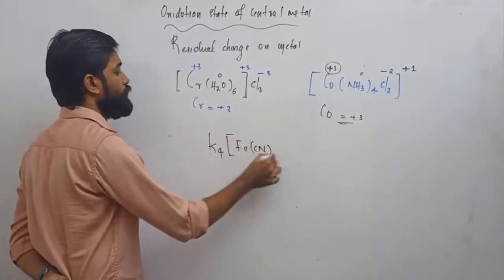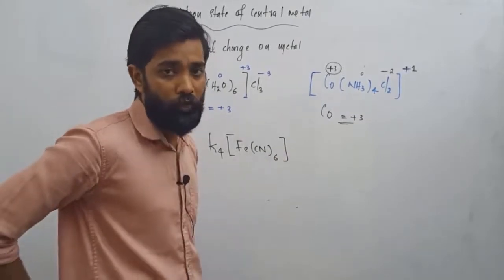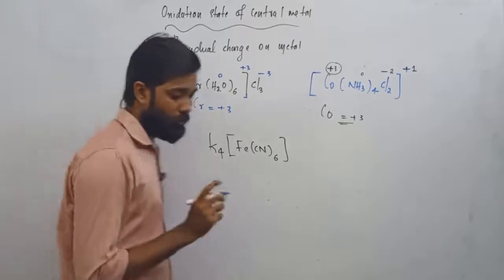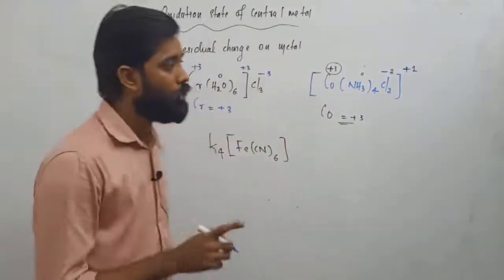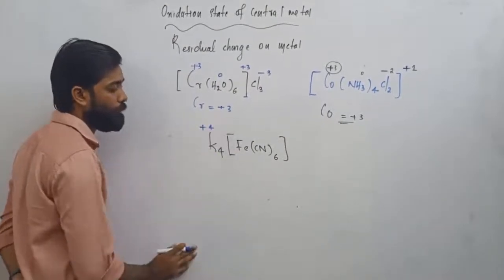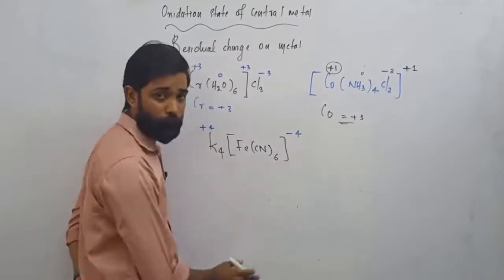K4[Fe(CN)6]. Here a counter ion is there. So if a counter ion is there, then you consider the counter ion first. That is potassium, and potassium belongs to the first group, right? So a potassium can offer +1 charge. Actually there are 4 potassiums, so 4 potassium offer +4. Ready? If the counter ion offers +4, then your entity should offer -4.